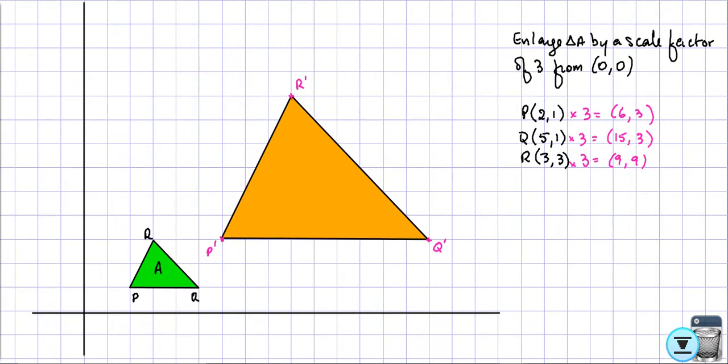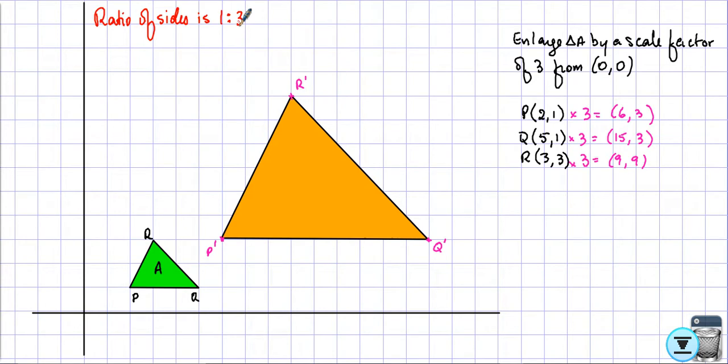Okay, and that's my enlarged triangle. This triangle is enlarged by a scale factor of 3. Now let's see something about, for example, their areas. We know that the ratio of sides is 1:3 because we enlarged by a scale factor of 3.